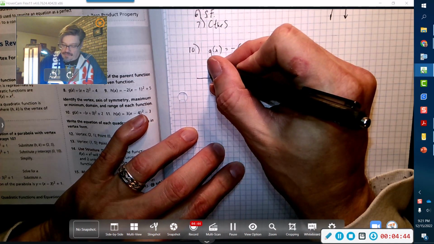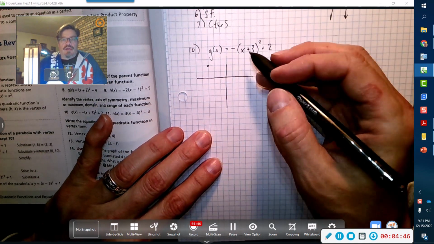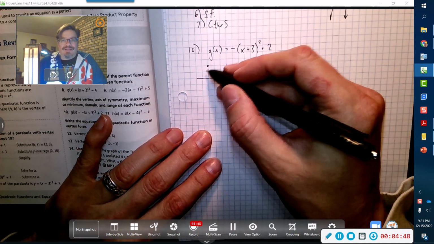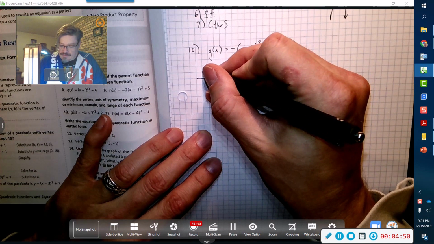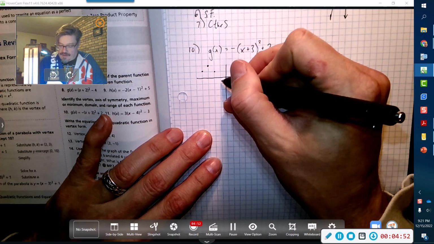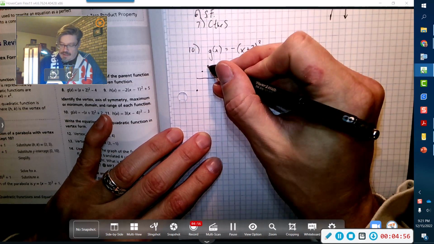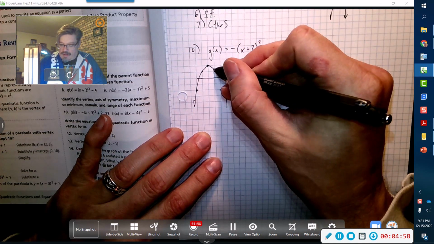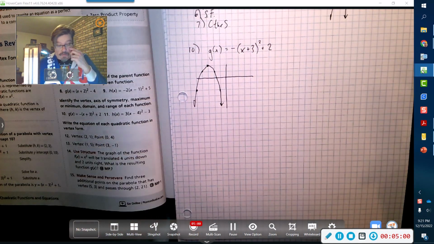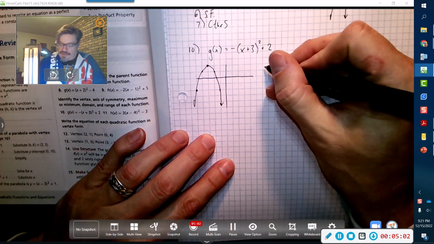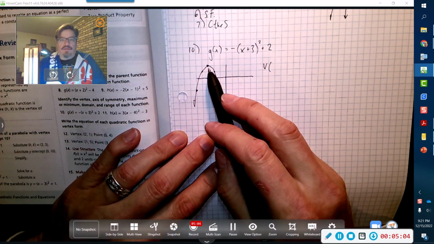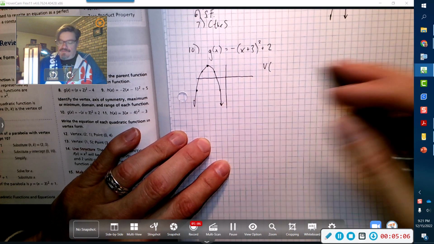up 2. Okay, so here's our origin. And then we're going to be pointing downwards because of the negative sign. Alright, now once I get a good graph here, 2, 4, 2, 4, I can get all of the other labels. Okay, so the vertex is this guy right here. That is going to be -3, +2.